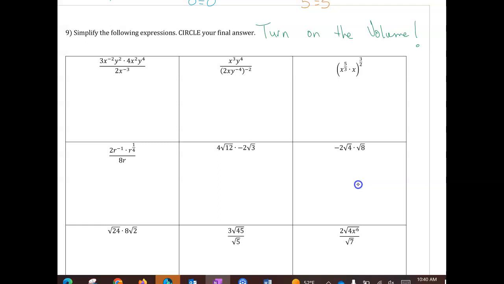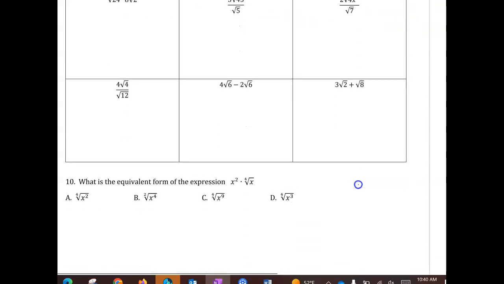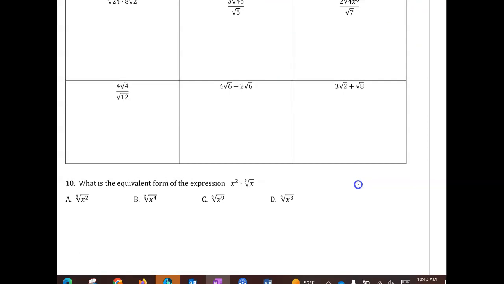All right. Multiplying, we make houses. We don't have very many adding and subtracting, but adding and subtracting, we stack like terms. So let's just start with the adding and subtracting. All right, stacking like terms. We are looking for things to be alike.